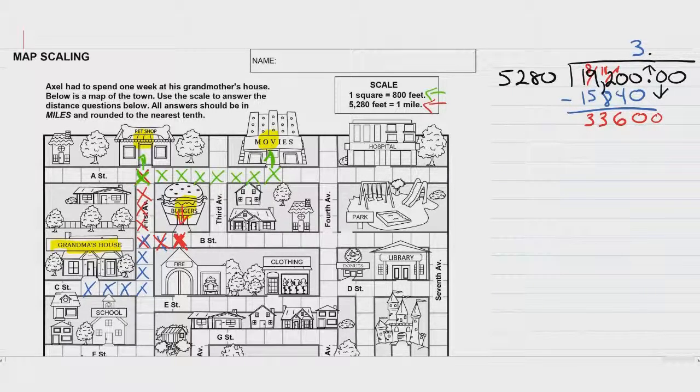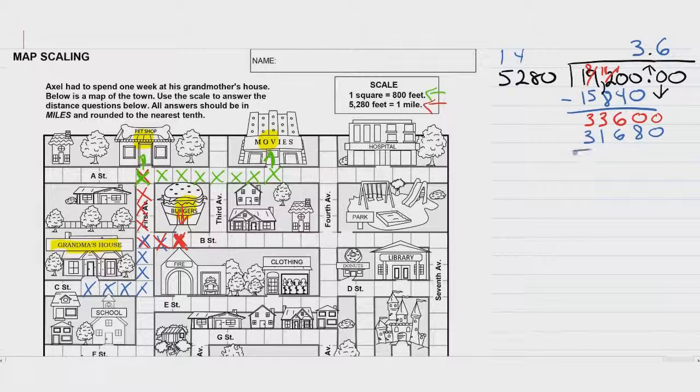Well, 5 times 5 is 25, 6 times 5 is 30, 7 times 5 is 35. So it must be 6. So I'm going to put a 6 up here. And then again, we multiply. 6 times 0 is 0. 6 times 8 is 48. I put an 8 and carry the 4. 6 times 2 is 12. Plus 4 is 16. Carry the 1. 6 times 5 is 30.